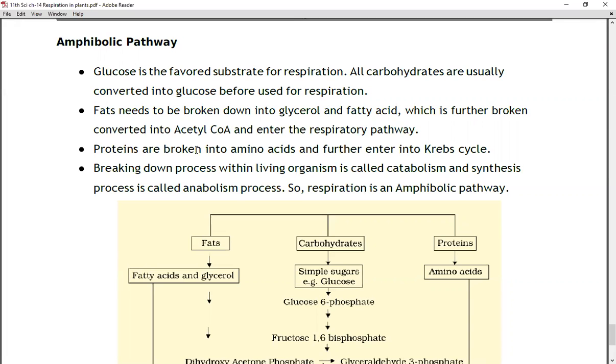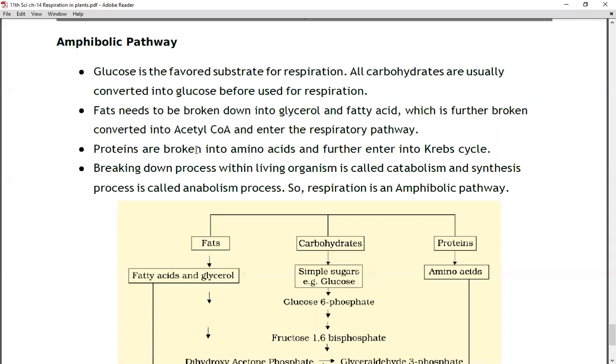Same way the proteins also are broken down into amino acids, and further they enter into the Krebs cycle. So again, even proteins are responsible for entering inside the respiration as they enter inside the Krebs cycle.